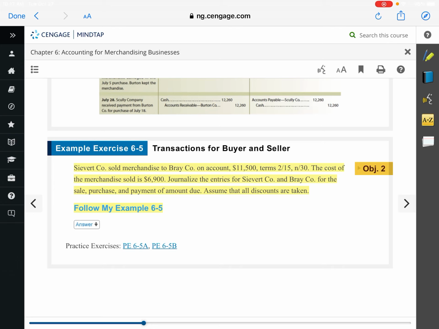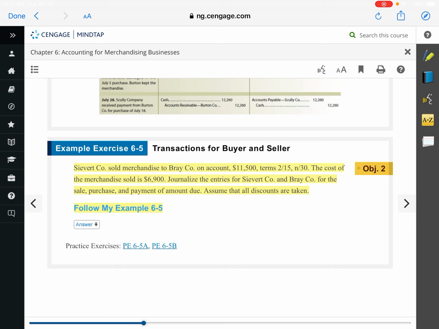All right, if I gave you a problem like this on a test, it would be like this. I would avoid freight, avoid returns, all those things. This is a standard purchase and a payment. Okay, so let's walk through it. You want to do seller or buyer first? Buyer. All right, who's the buyer? Bray. Okay, yeah. So Bray is the buyer.